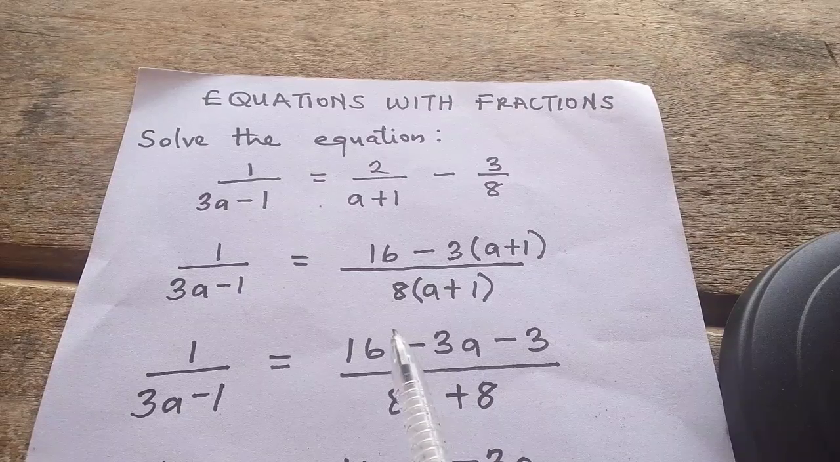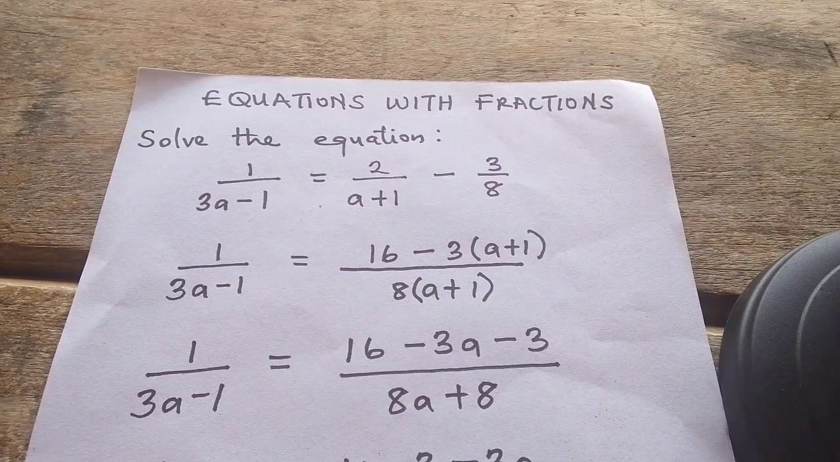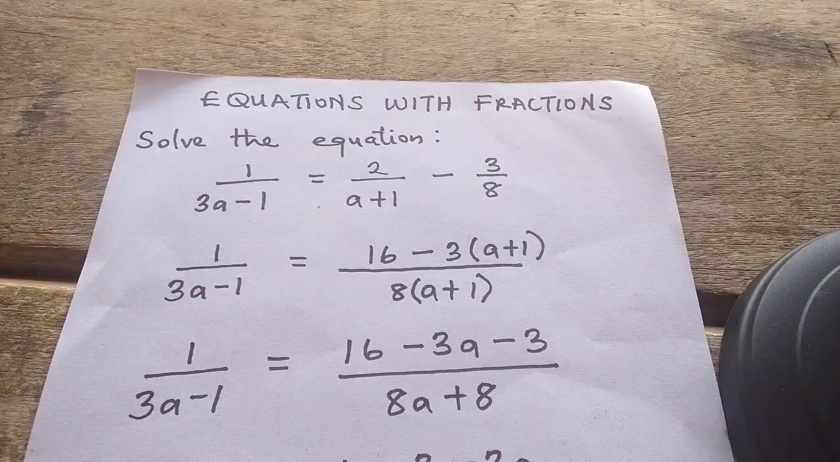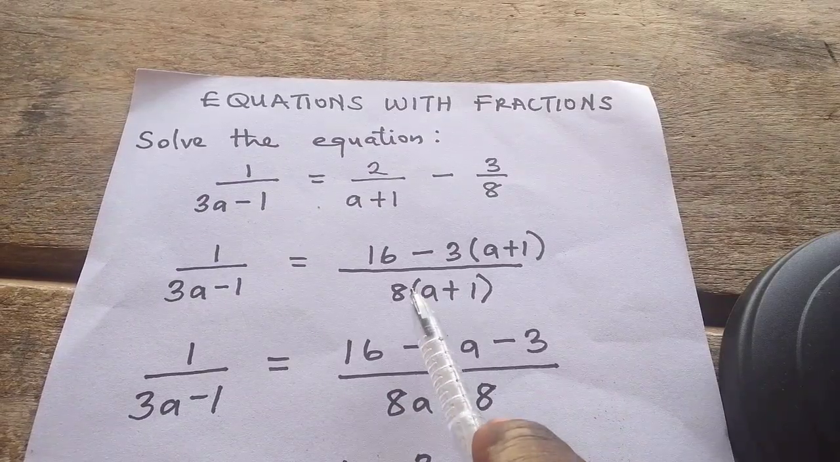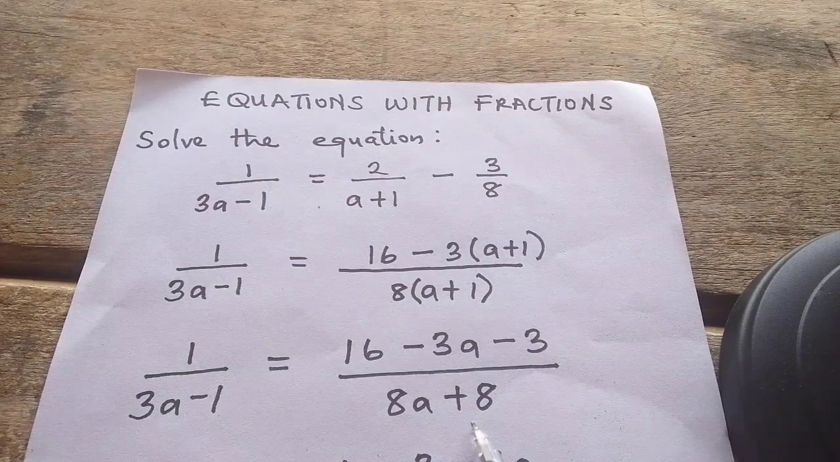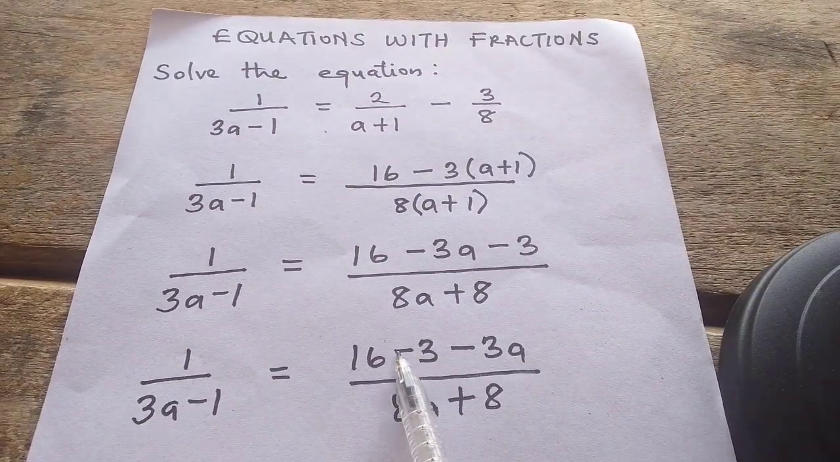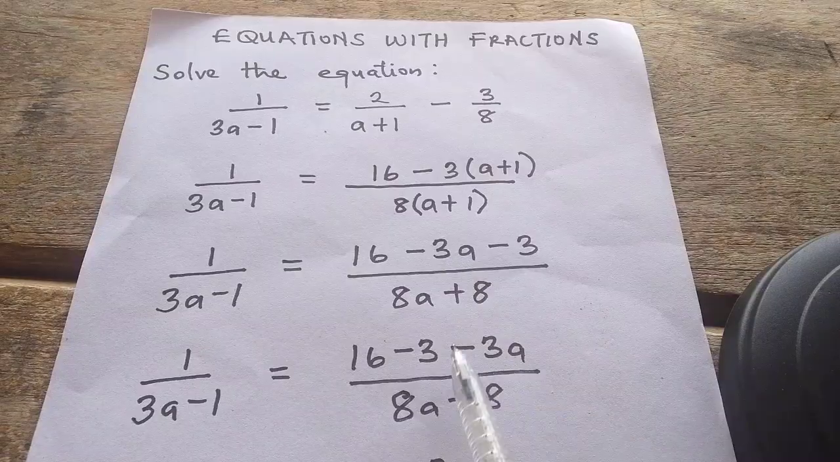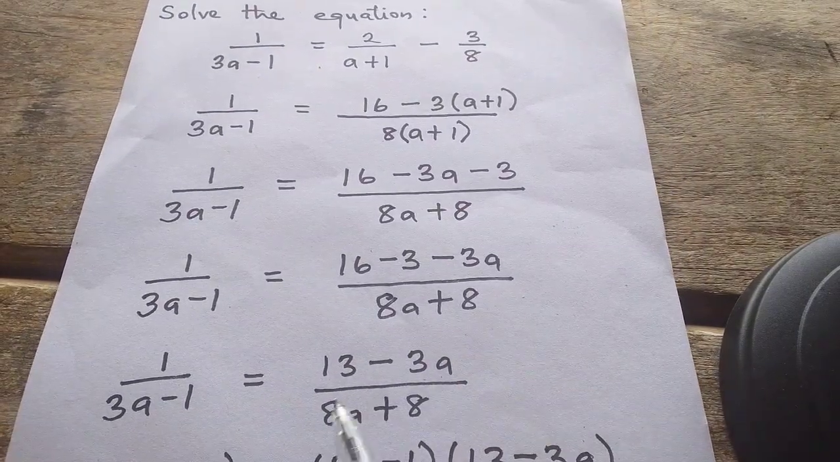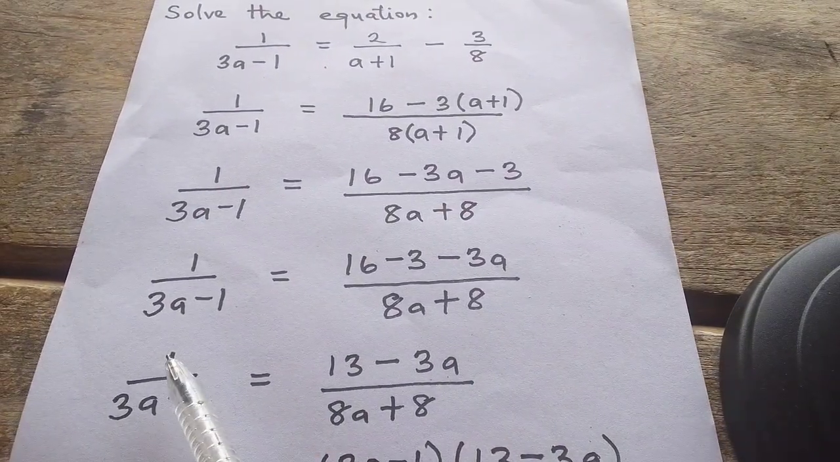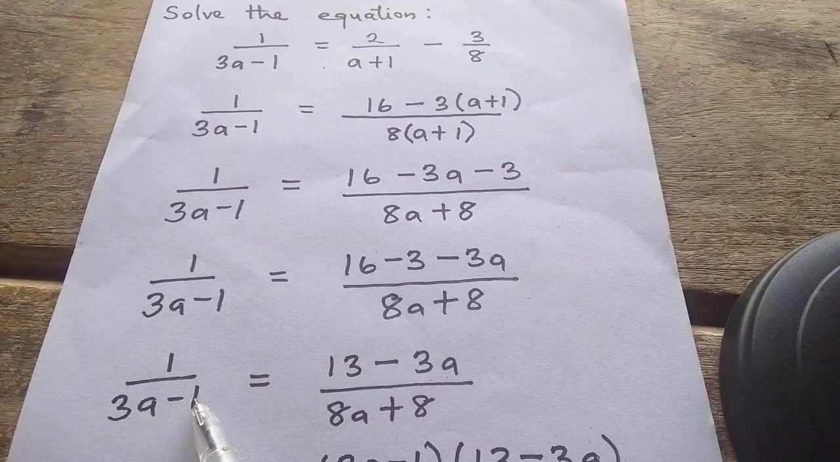So over, then we have, open the bracket in the denominator. When you open the bracket, 8 times a will give us 8a plus 8 times 1 will give us 8. So from here, you first of all simplify the numerator. 16 and minus 3 are constants, so bring them together, 16 minus 3, then minus 3a over 8a plus 8. 16 minus 3 is going to give us 13. Then minus 3a over 8a plus 8 is equal to 1 over 3a minus 1.